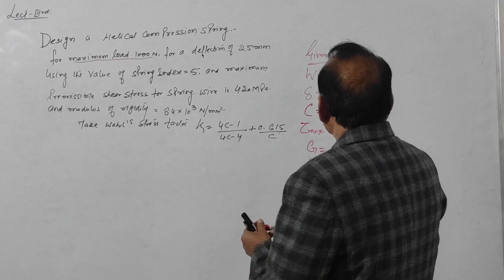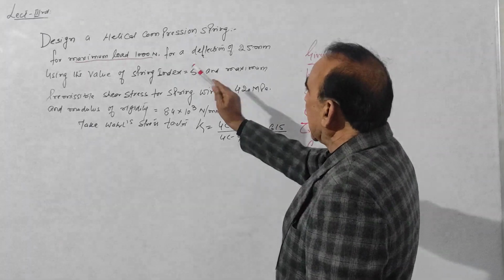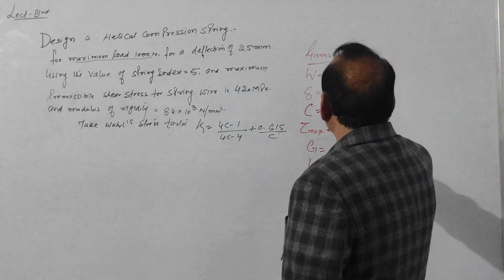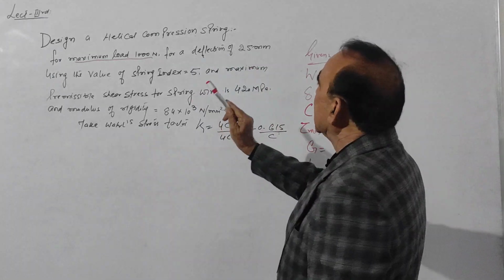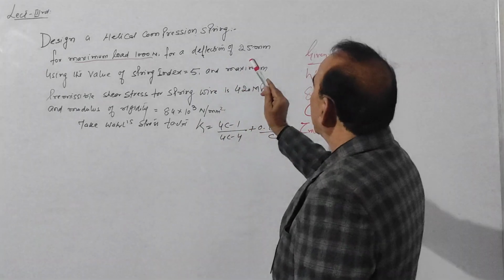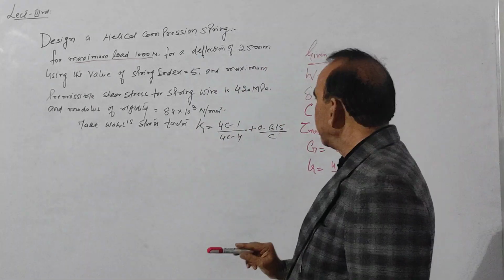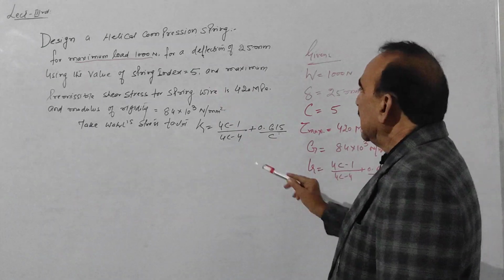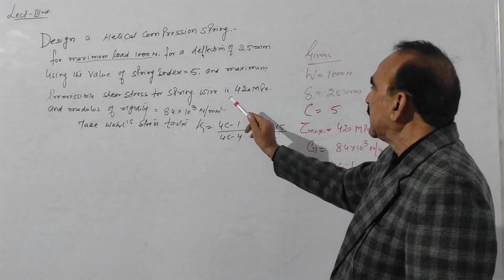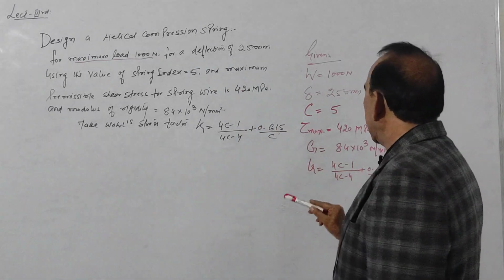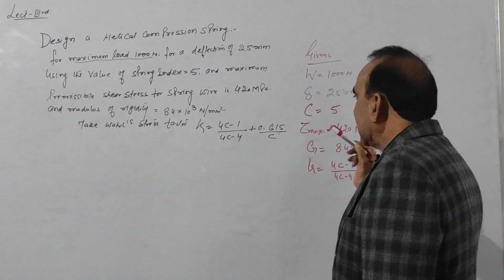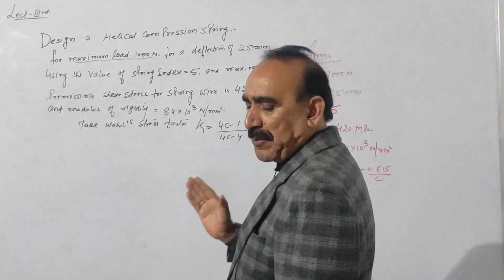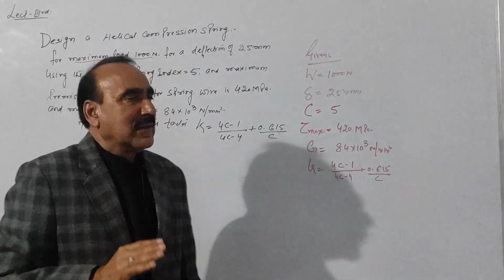Right? What is given to you? That we have to design the helical compression spring for maximum load 1000 Newton, and for a deflection of 25 mm. The value of C is also given in the problem, 5. Tau max, the permissible shear stress for spring wire, is 420 MPa. Modulus of rigidity and this one. So these things are given in the problem and we have to design it.